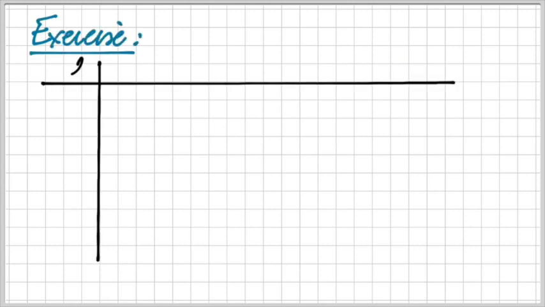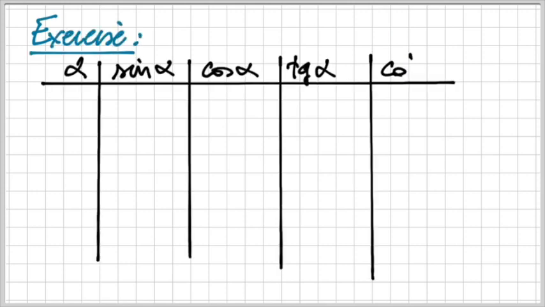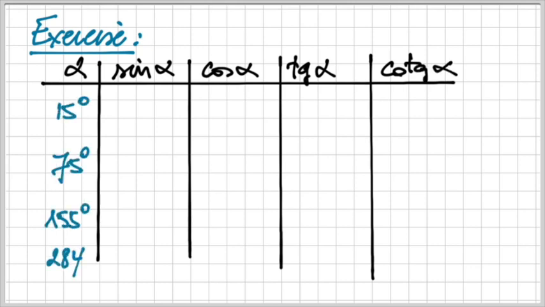The next thing we can do is some exercise, and in the first exercise we're going to look at the different values of alpha. We have 15 degrees, 75 degrees, 155 degrees and 284 degrees. You can now stop the video and do the calculation, and you will see if your calculations are correct. So you are back, you did the exercise, great. Let's have a look now at those numbers, what those values are, and you can verify them.